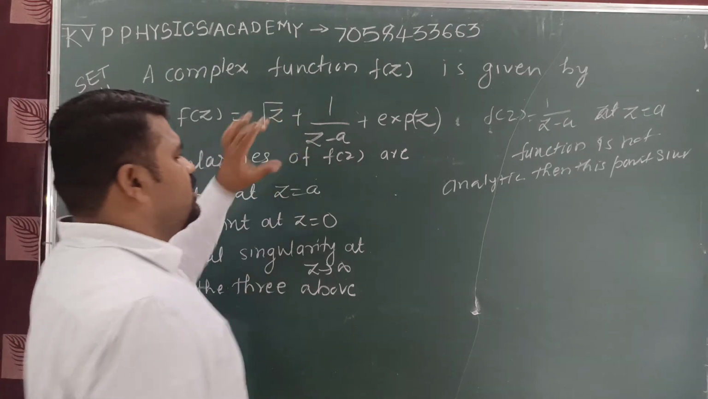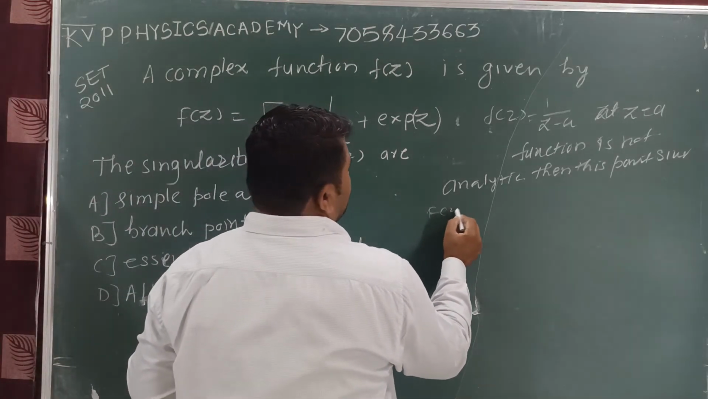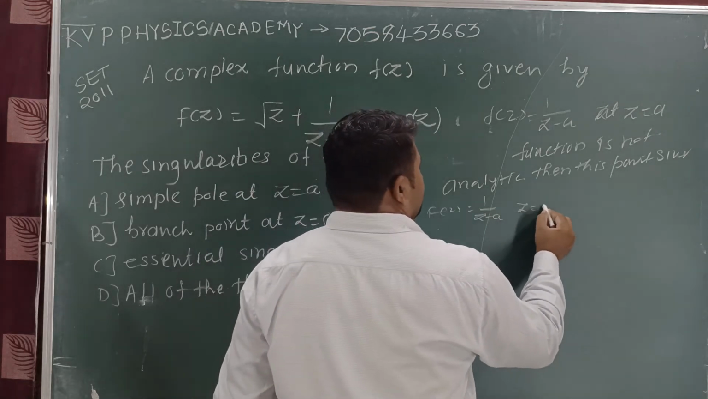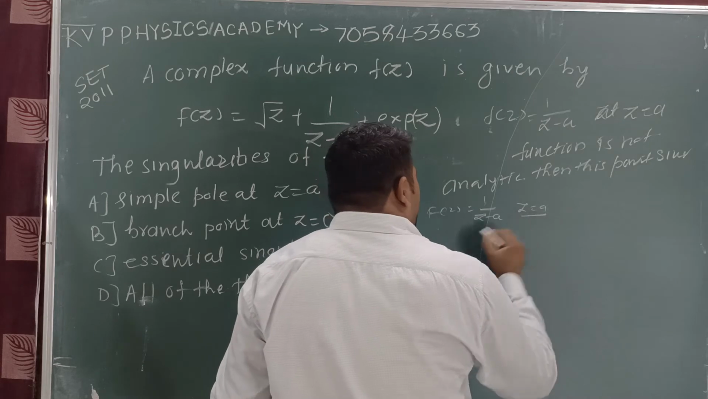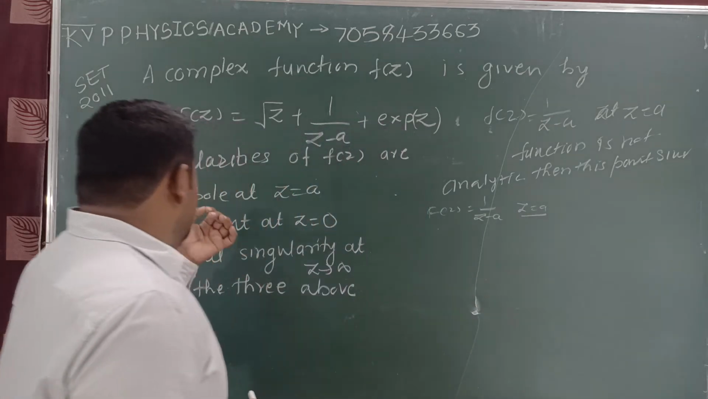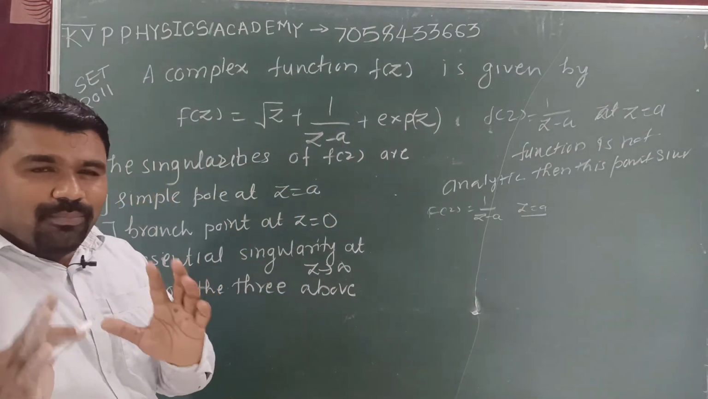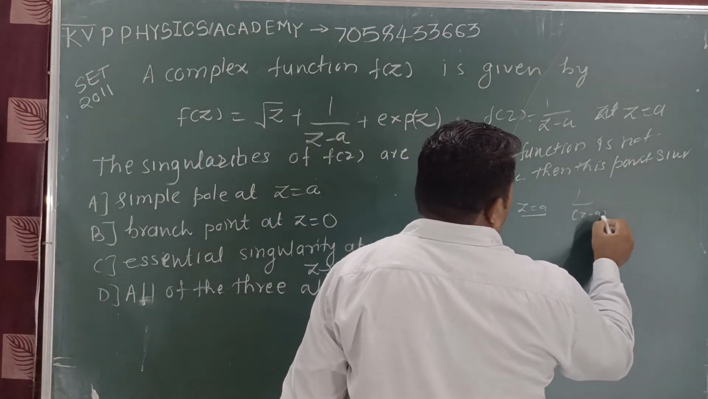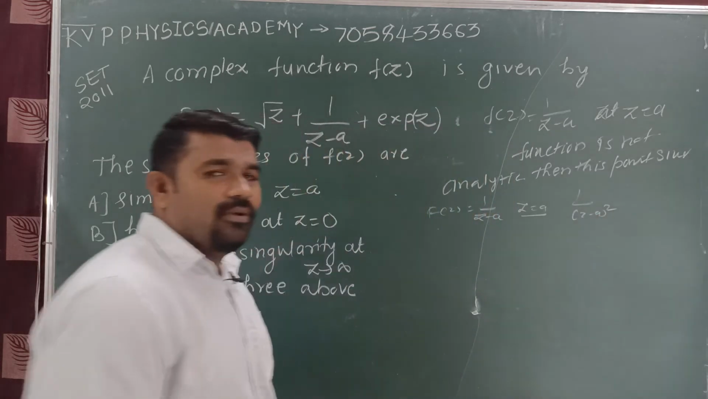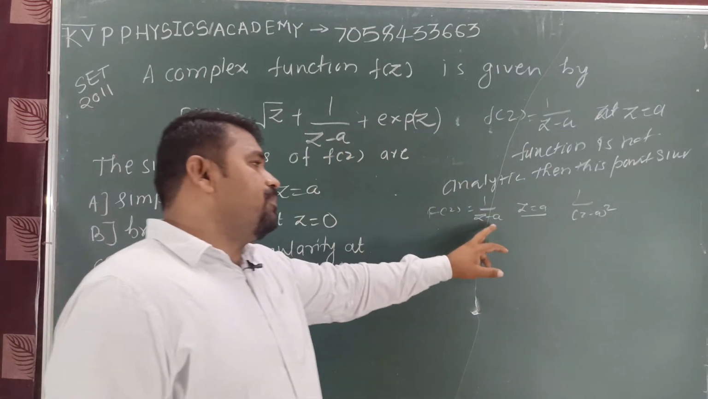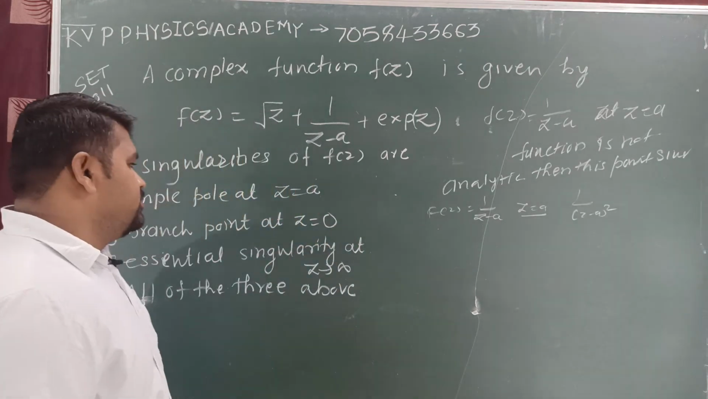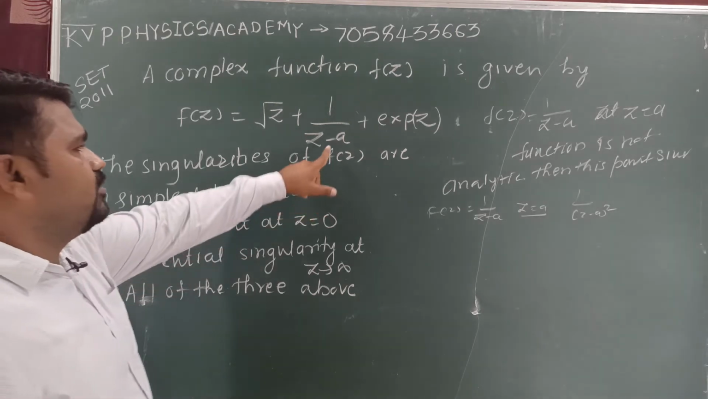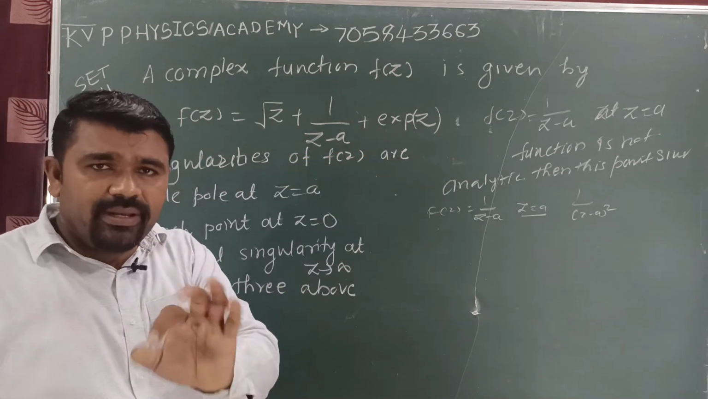Take the second part. f of z is equal to 1 upon z minus a, so z equal to a is a singular point. Simple pole means power is 1. Suppose here is 1 upon z minus a whole squared, that is a multiple pole. And here the power is 1, so we take it as a simple pole. This one is also correct: simple pole at z equal to a, since power is 1.